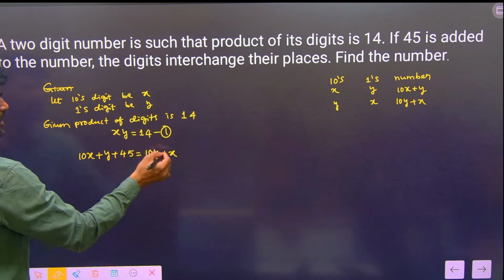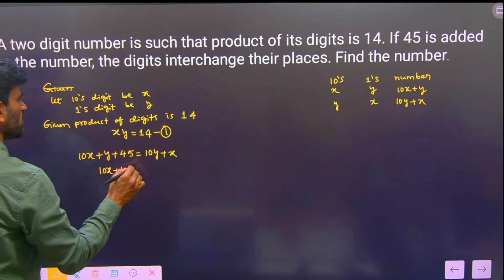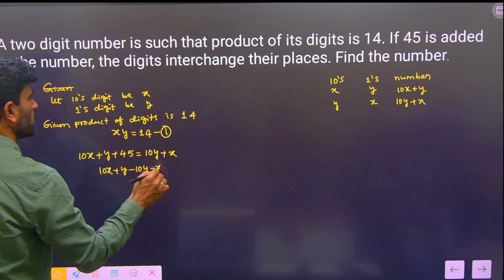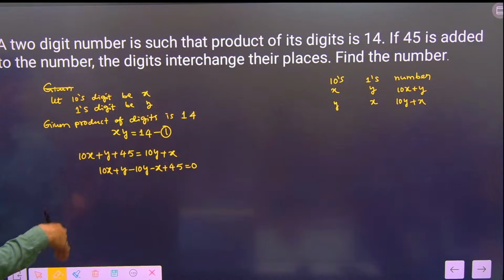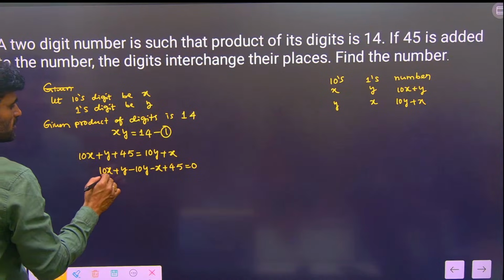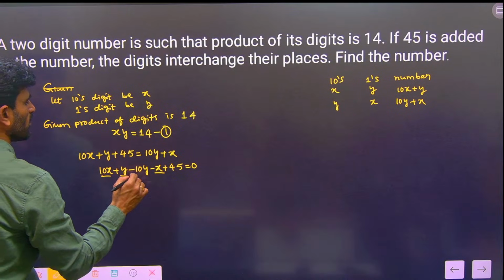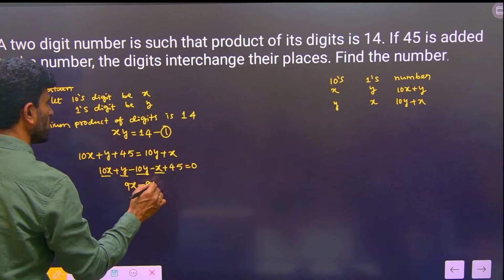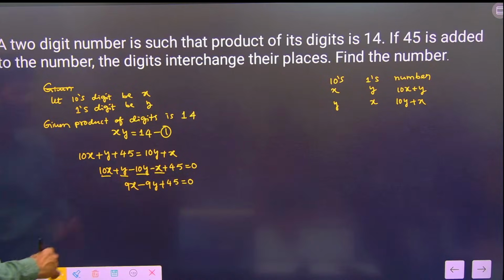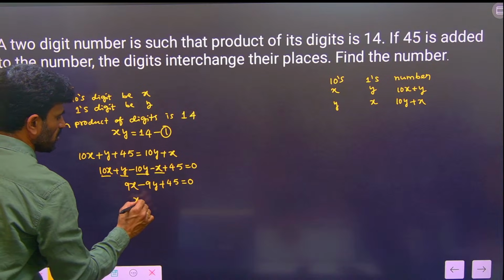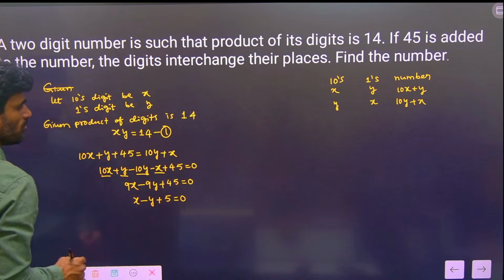Now send these two, 10y plus x, this side. 10x plus y minus 10y minus x plus 45 is equal to 0. All those terms I sent this side. Now 10x minus 1x is 9x, plus 1y minus 10y is minus 9y, plus 45 is equal to 0. We can divide everywhere by 9 now. So the equation becomes x minus y plus 5 is equal to 0.